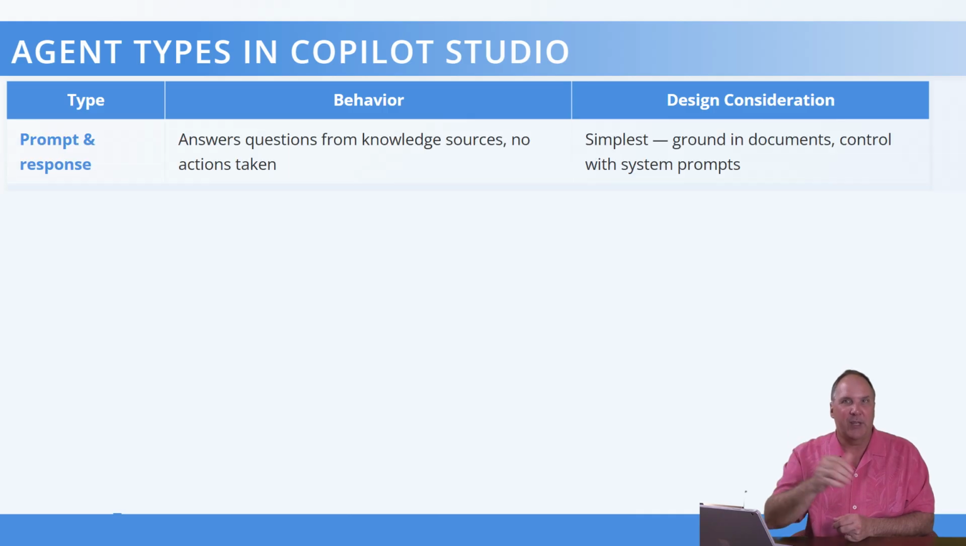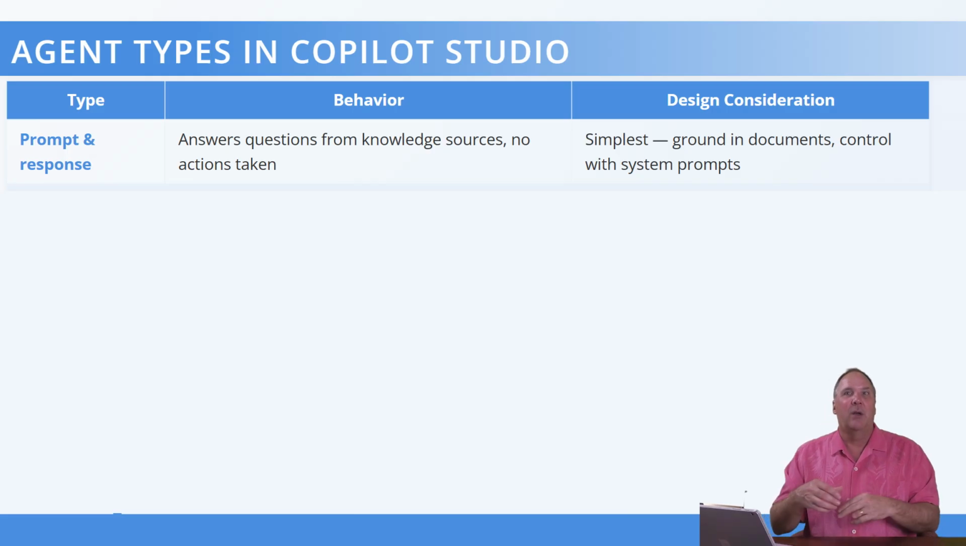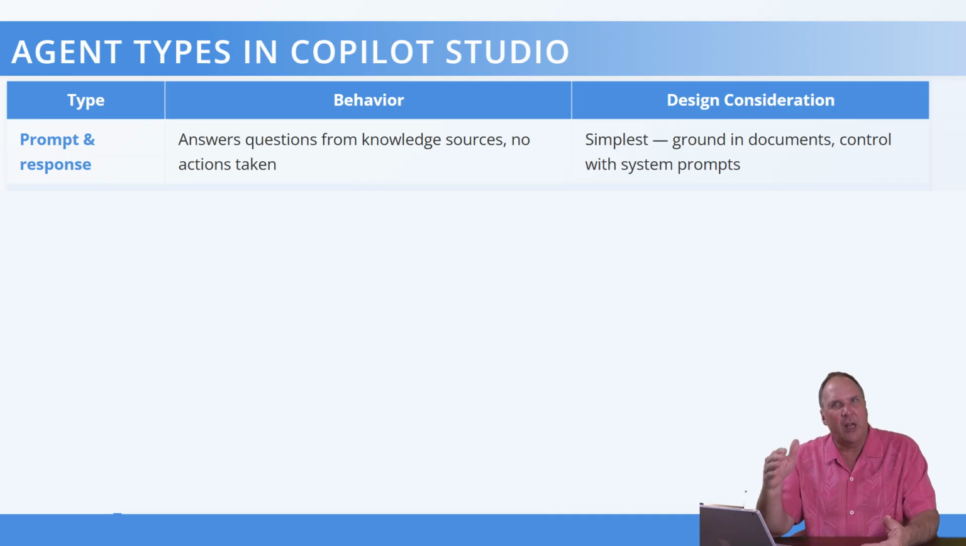First, prompt and response agents. These are the simplest. This agent answers questions from knowledge sources but takes no actions. Think of an internal HR FAQ agent. Employees ask, how many vacation days do I have? Or what's the parental leave policy? The agent looks up the answer in SharePoint documents or a knowledge base and responds. No workflows, no API calls, just knowledge-grounded answers. Next, design considerations. Make sure your knowledge sources are current. Use clear system prompts to set boundaries and configure a fallback for questions outside of the scope.